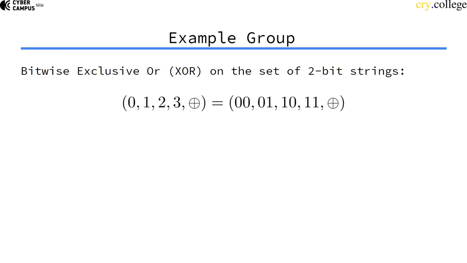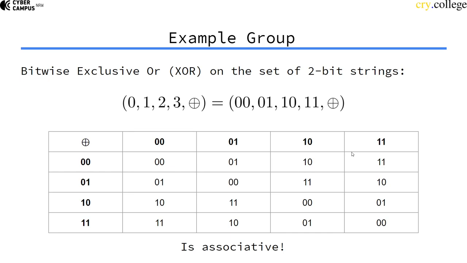So let's make an example for such a group. It's a group I have thought of. So we have bit strings of length 2. There are 4 of those, as you probably know. And the binary operation is the binary exclusive OR, usually just denoted XOR. So we have a set, those 4 bit strings, and a binary operation. So, first axiom is met.